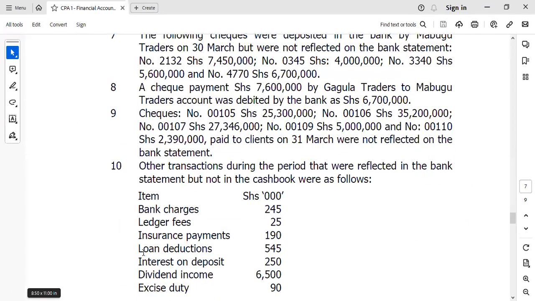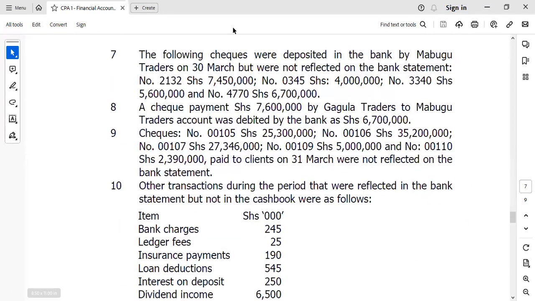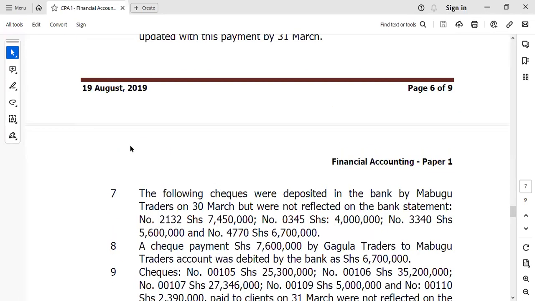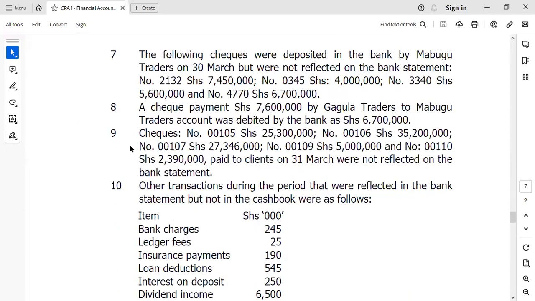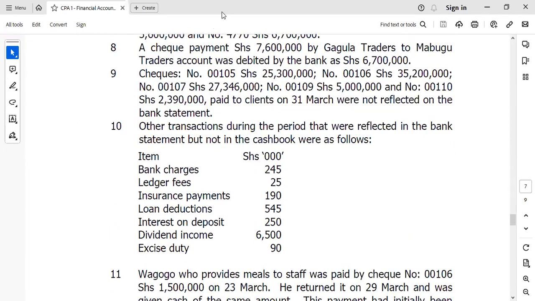Then let's move to the next note. That is note 7 now. According to note 7, the following checks were deposited in the bank account. I think we have finished note 7. Note 6 we finished. I think we move now to note 8.